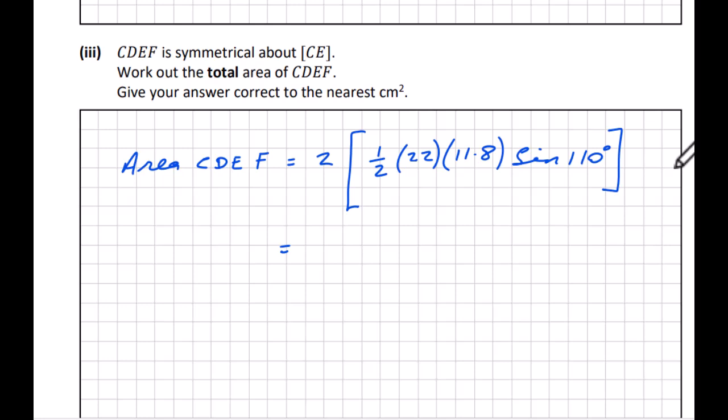So twice a half, if we just do this bit here, is just 1. So really all you got to do is multiply out those three things there. When you do all of that, correct to the nearest square centimetres, which is what we have to do, you get 244 square centimetres. And that's it for this question. Okay, so let's have a look at question 9.